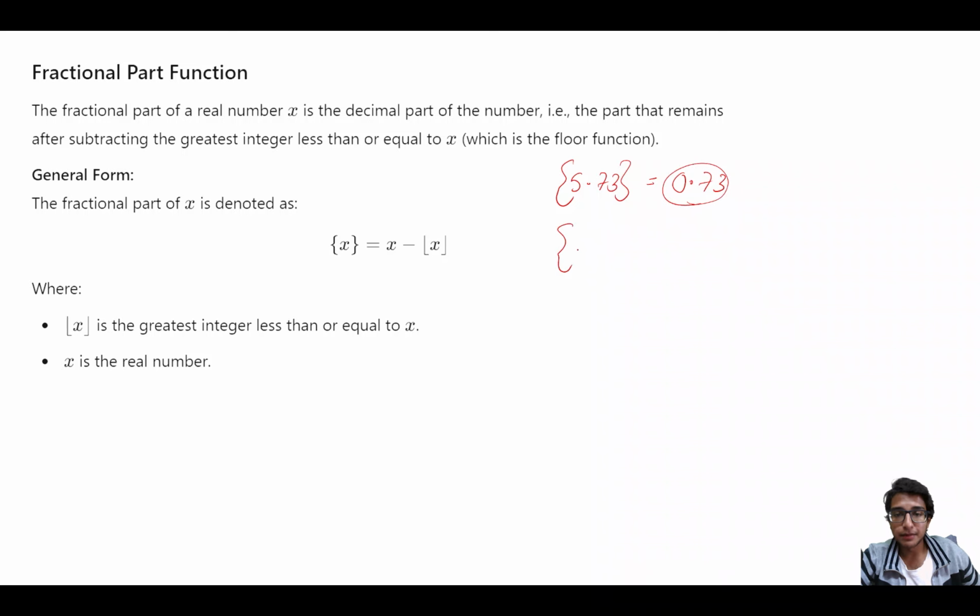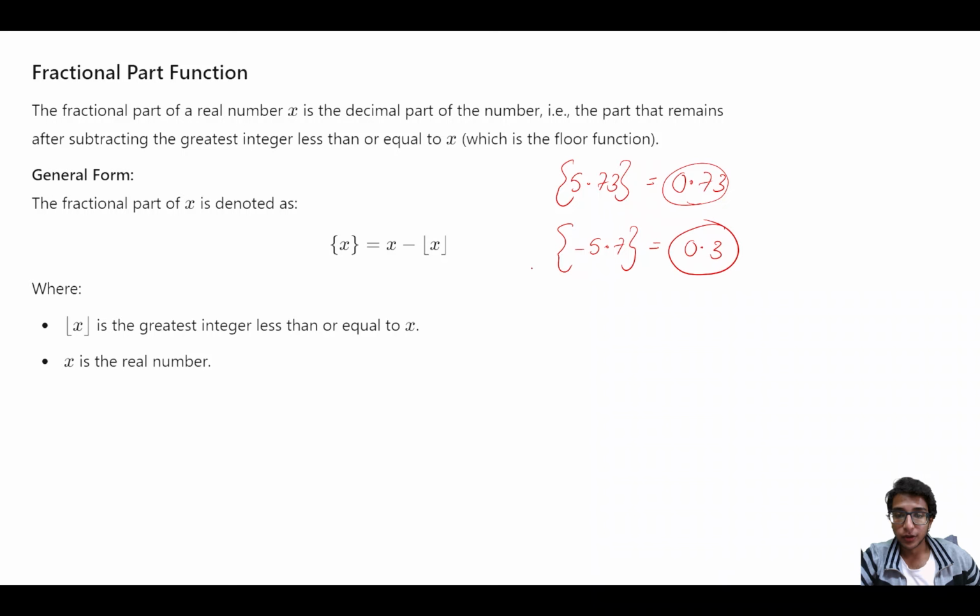Now let's say you had minus 5.7. What would be your fractional part? Your fractional part would not be 0.7. It would become 0.3. And remember one thing, your fractional part can never be negative. It can be 0, of course, whenever we have integers, your fractional part is 0 there. However, it cannot be negative anytime.